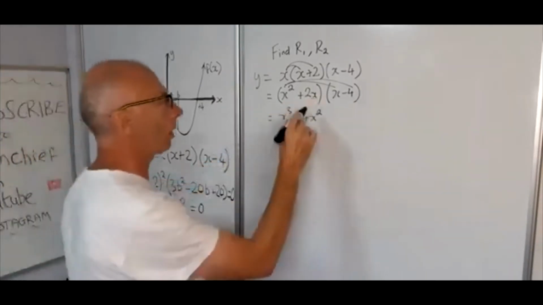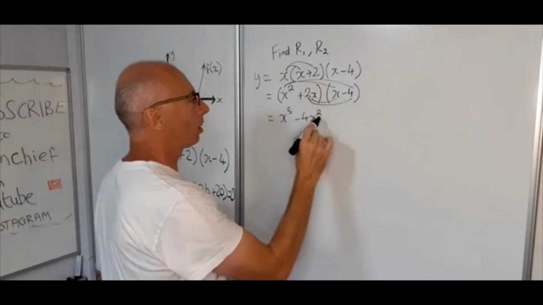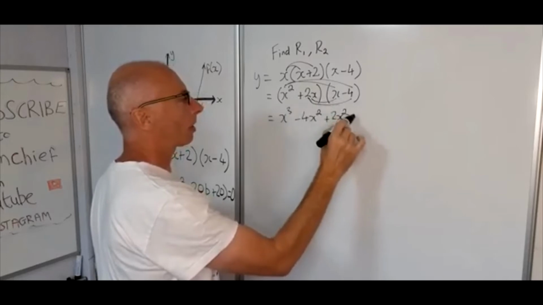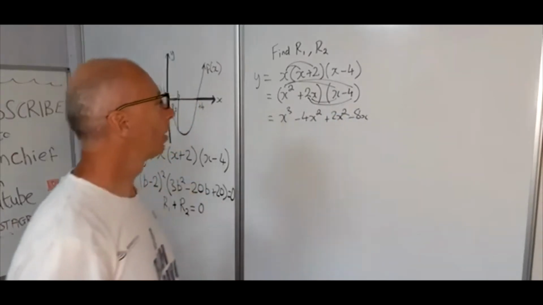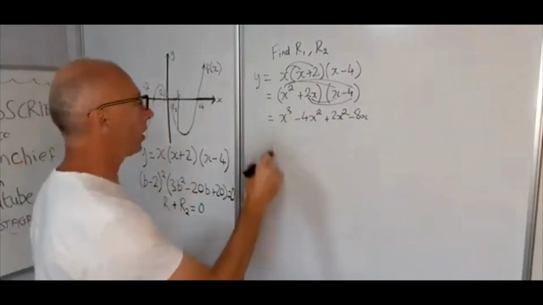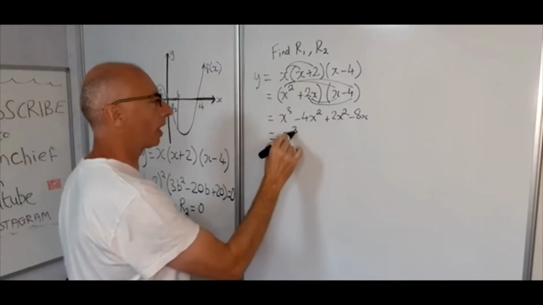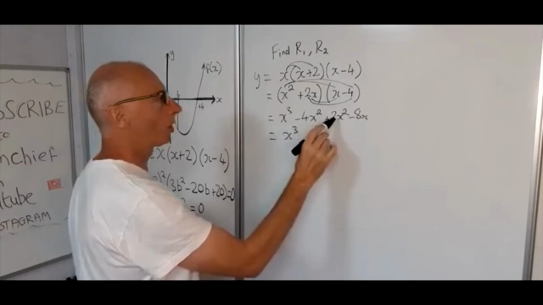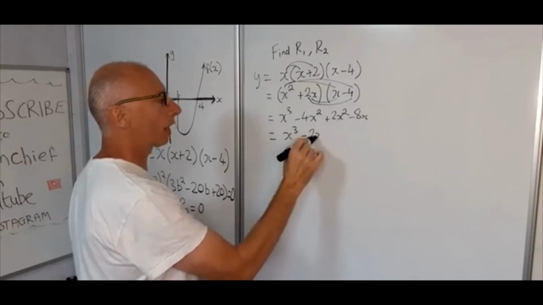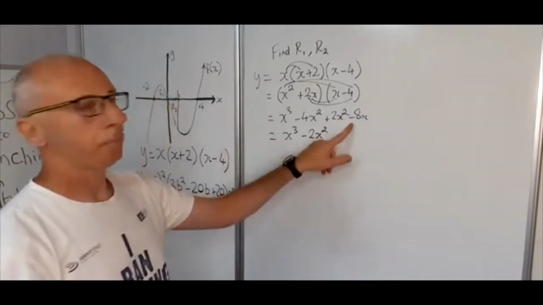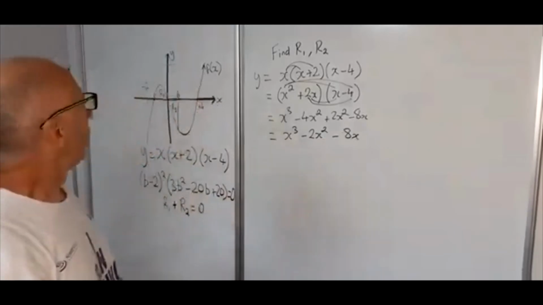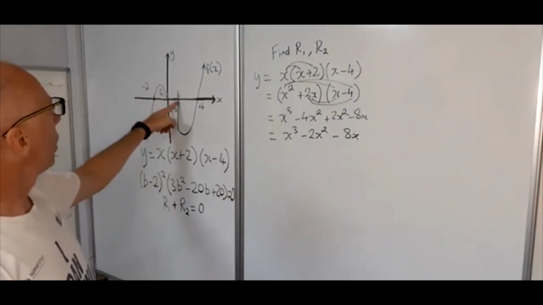Now let's distribute the 2x: we get 2x squared, and minus 4 times 2x is minus 8x. Okay, now let's simplify the like terms, and we've got x cubed minus 4x squared plus 2x squared. That's going to give us minus 2x squared, and then minus 8x.